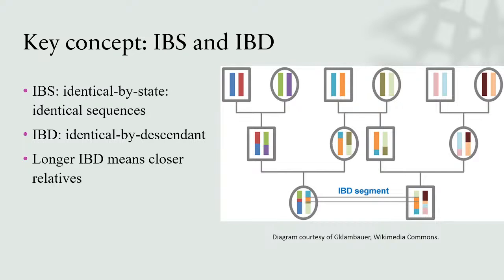Usually, longer IBD means closer relatives. It's not a set rule. So basically, you and your brother would share longer IBD than you and your first cousin, and that is the general rule. But obviously there are exceptions. It's a general rule of thumb.